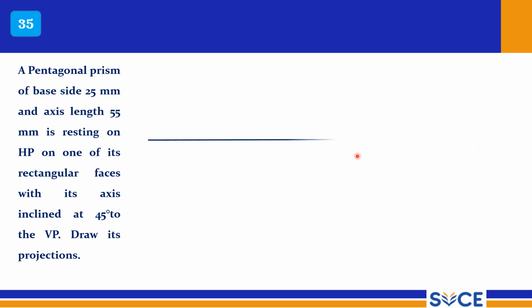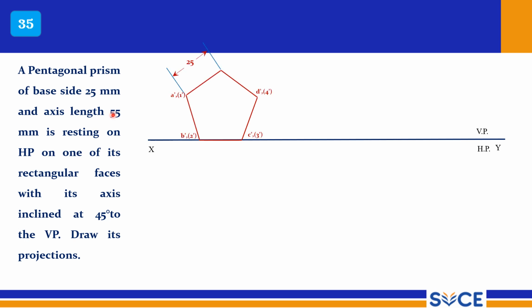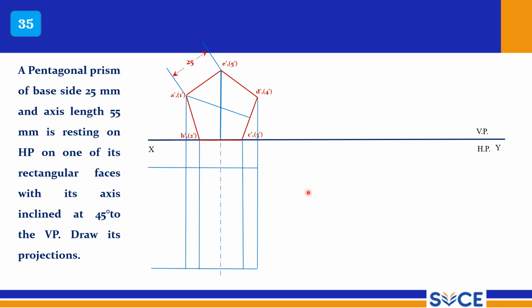So here also it is the same as the earlier problem, the only difference is it is a pentagonal prism. So now draw the simple top view of the pentagonal prism. So this is the simple top view. Now the axis is inclined at 45 degrees to VP. Now draw the axis. So give the notations.